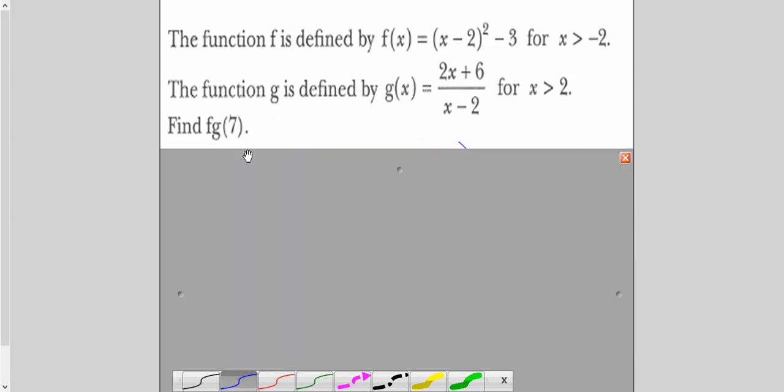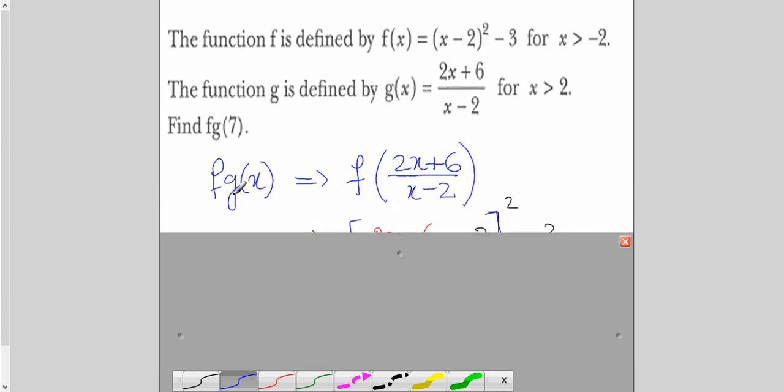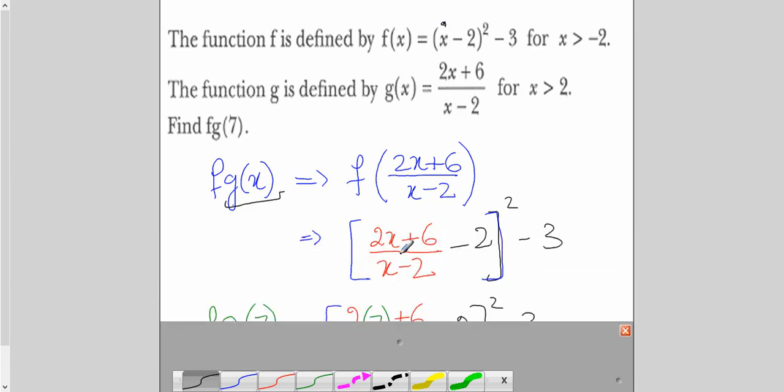So let's see here. If you're finding f of g of x first, the function g of x was this. So it is written here in place of g of x. In place of g of x, we are writing the function. And then this function is acting as a domain for f, so it will go here in place of x. You can see I have written it in red to make it prominent.